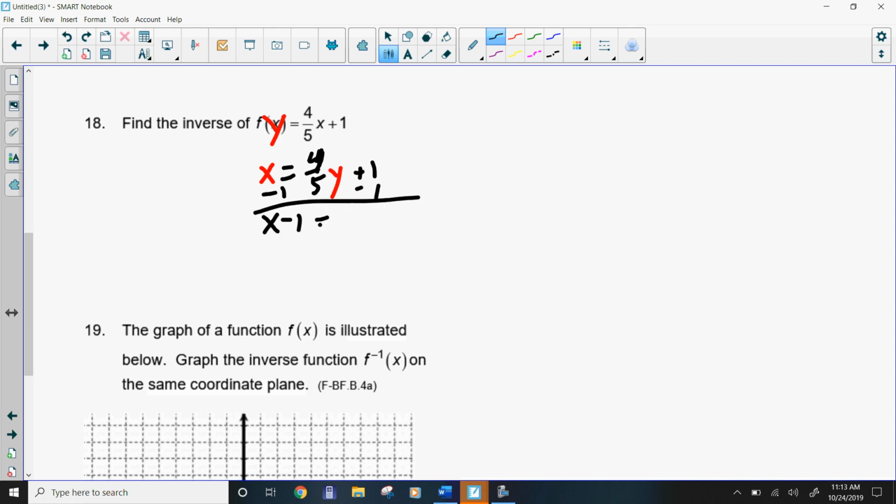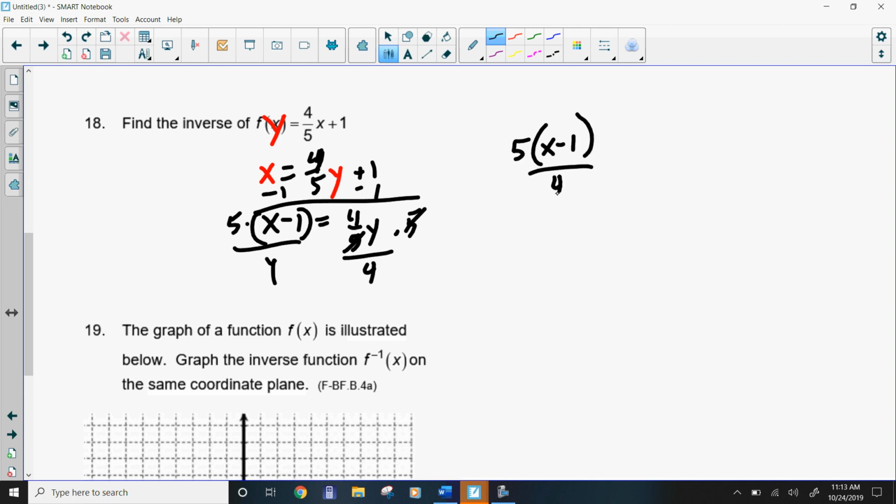You have x minus 1 equals 4/5 y. Got to times by 5 to get rid of this, and you got to make sure to put it in parentheses. So these cancel, and now you just divide by 4. So the answer is going to say 5 times (x minus 1) all over 4 is equal to f inverse of x. That's our answer.